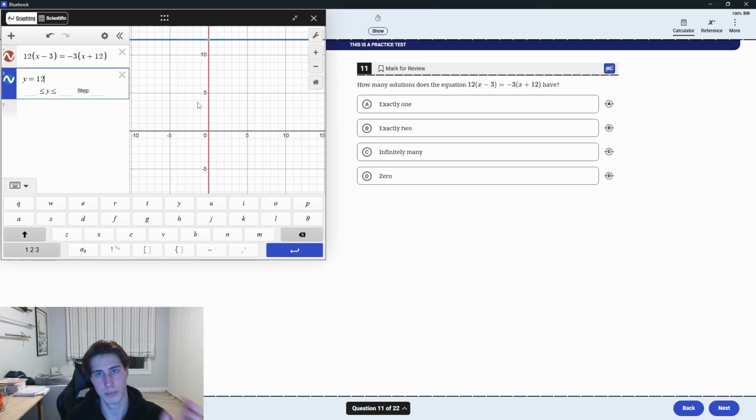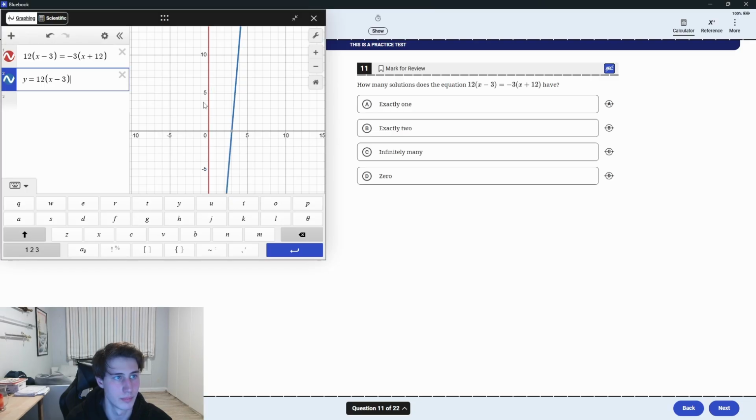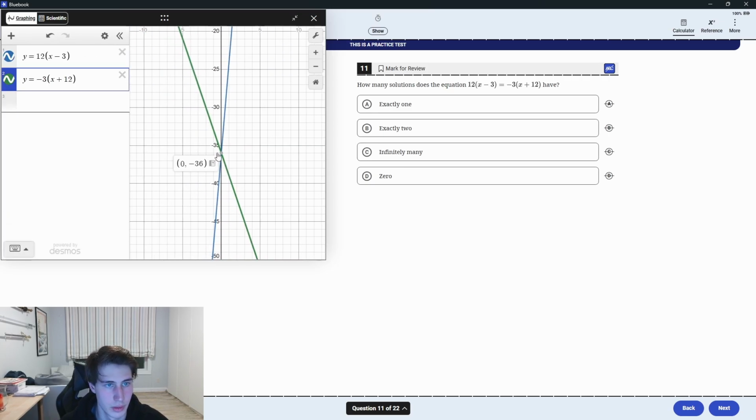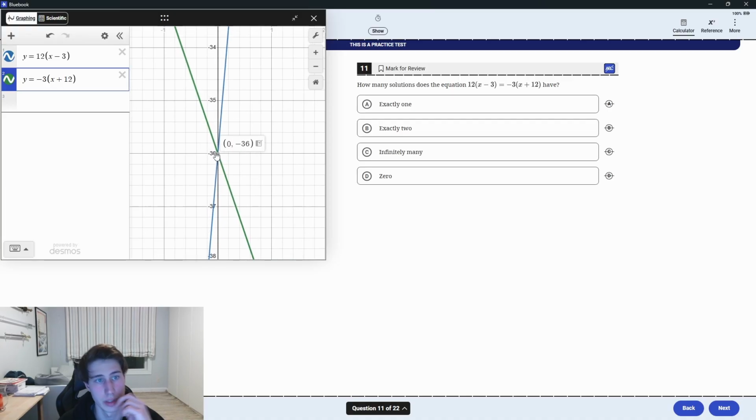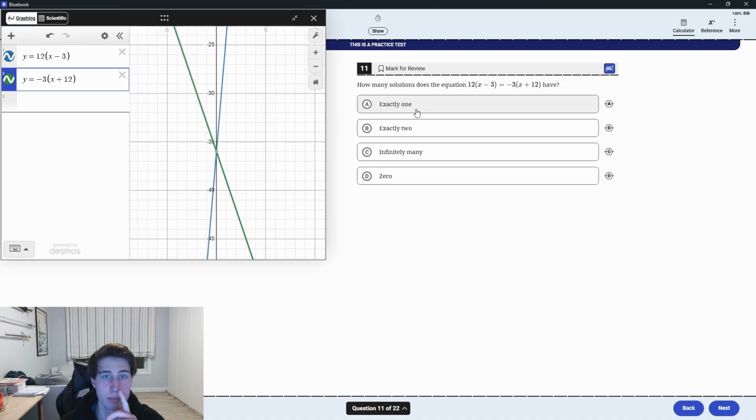So we're going to take both sides of these and just set them equal to y. So y is equal to 12 times x minus 3. So that's our first, and then y is equal to -3x plus 12, and we'll get rid of this, and then we'll see. Their intersection is at 0 and -3, which means that there's only one solution. So exactly one.